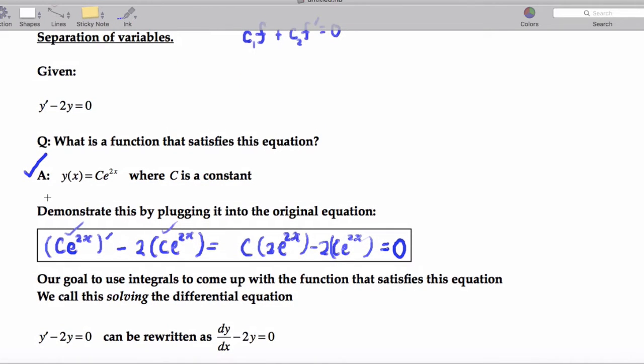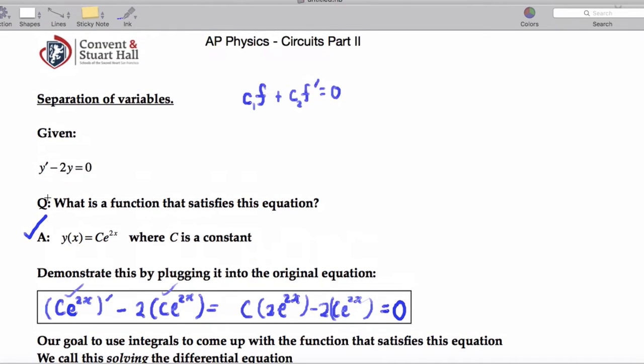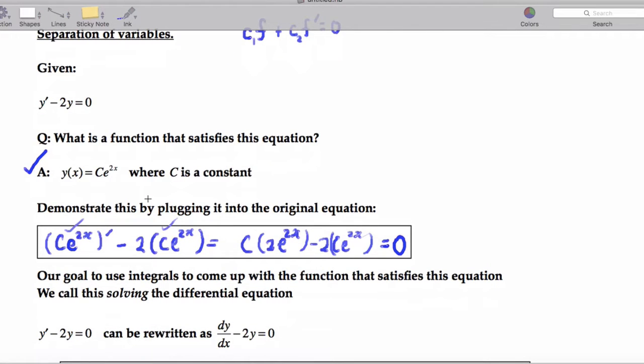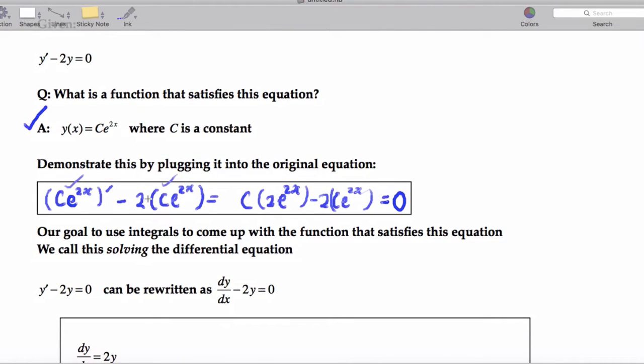A couple pieces of terminology. We call it a differential equation because it's an equation that has derivatives or differentials in it. That's literally why it's called the differential equation. And this function that satisfies the differential equation, we call it a solution. The process that we use to discover what this function is called solving the differential equation. And usually what we have to do is some combination of algebra and calculus.